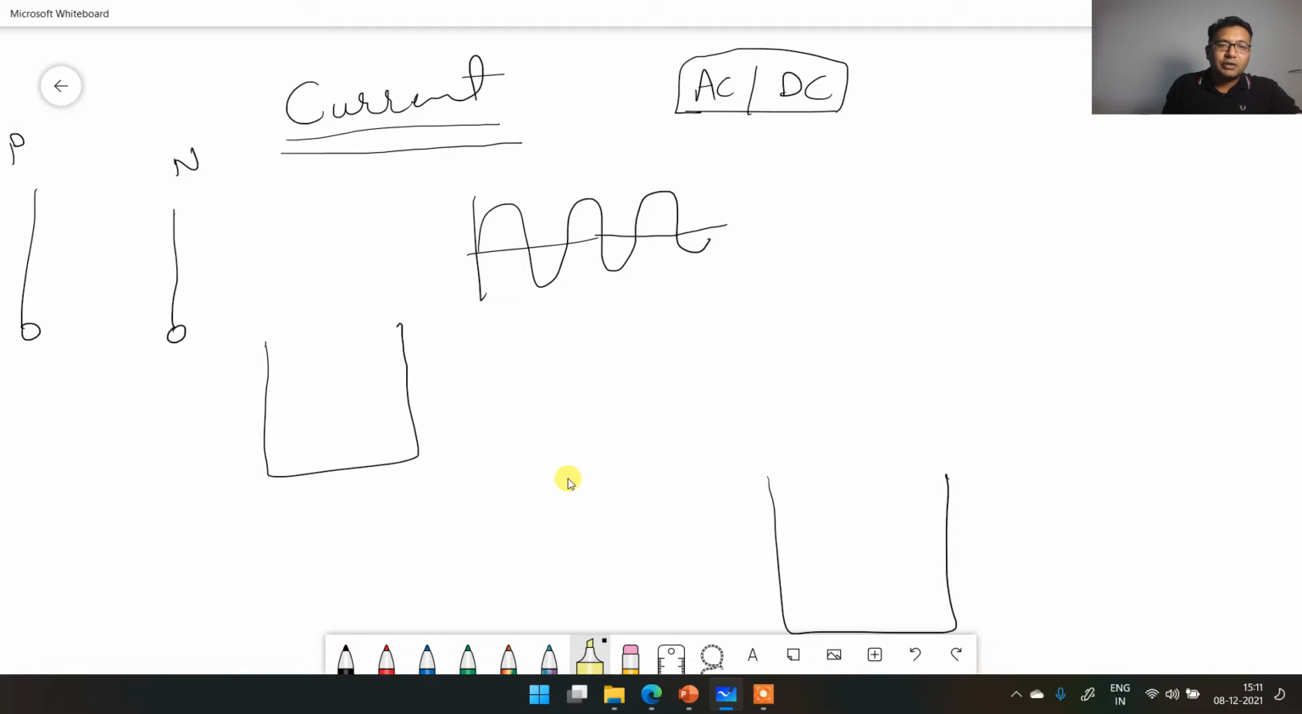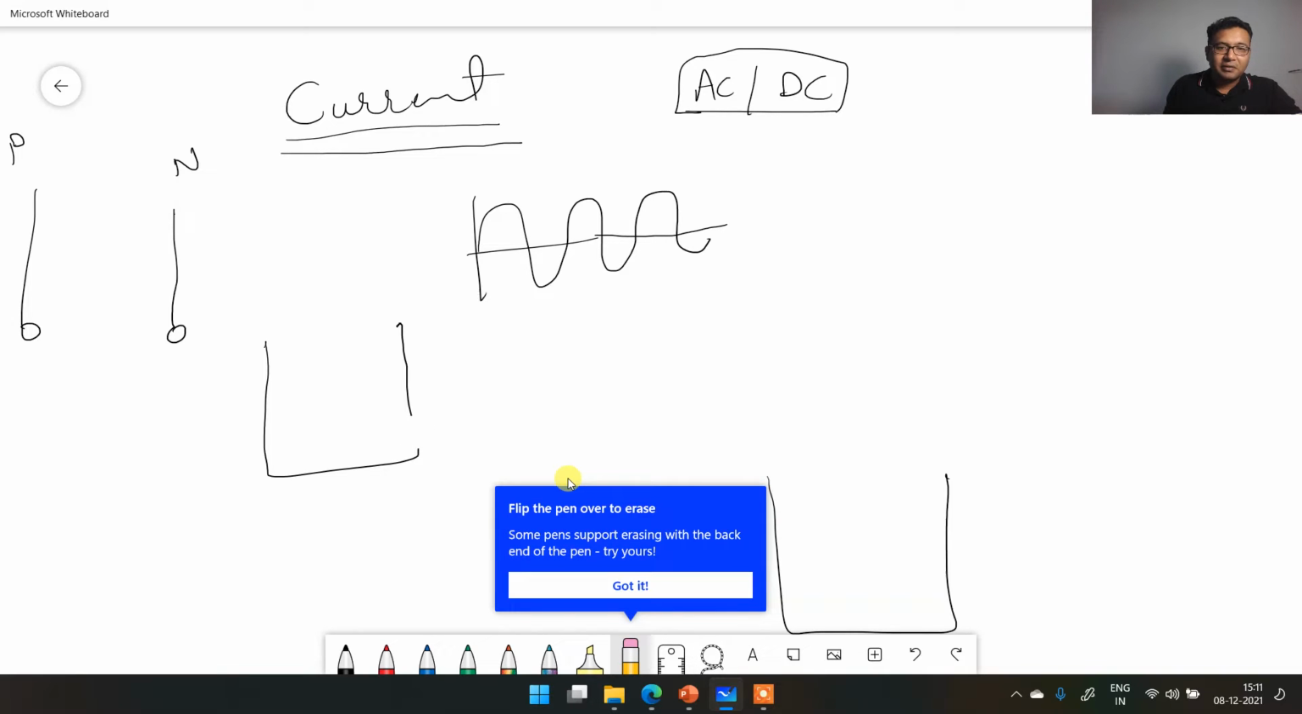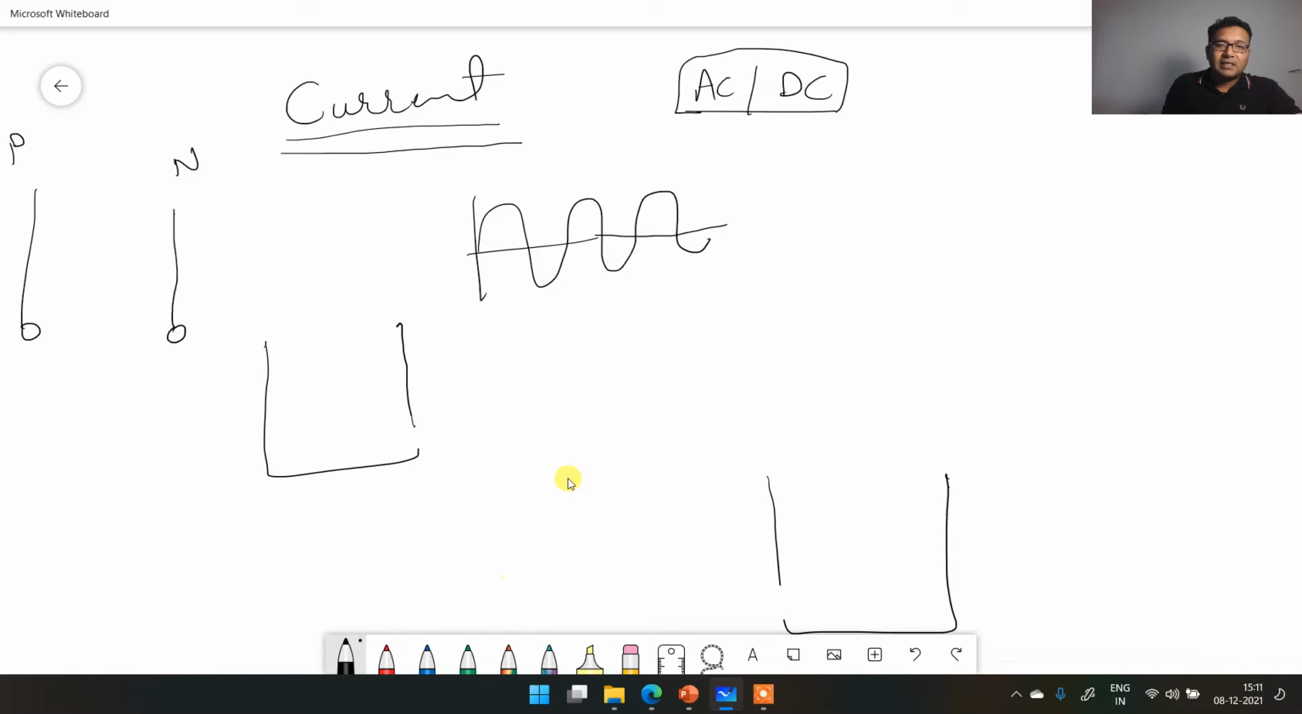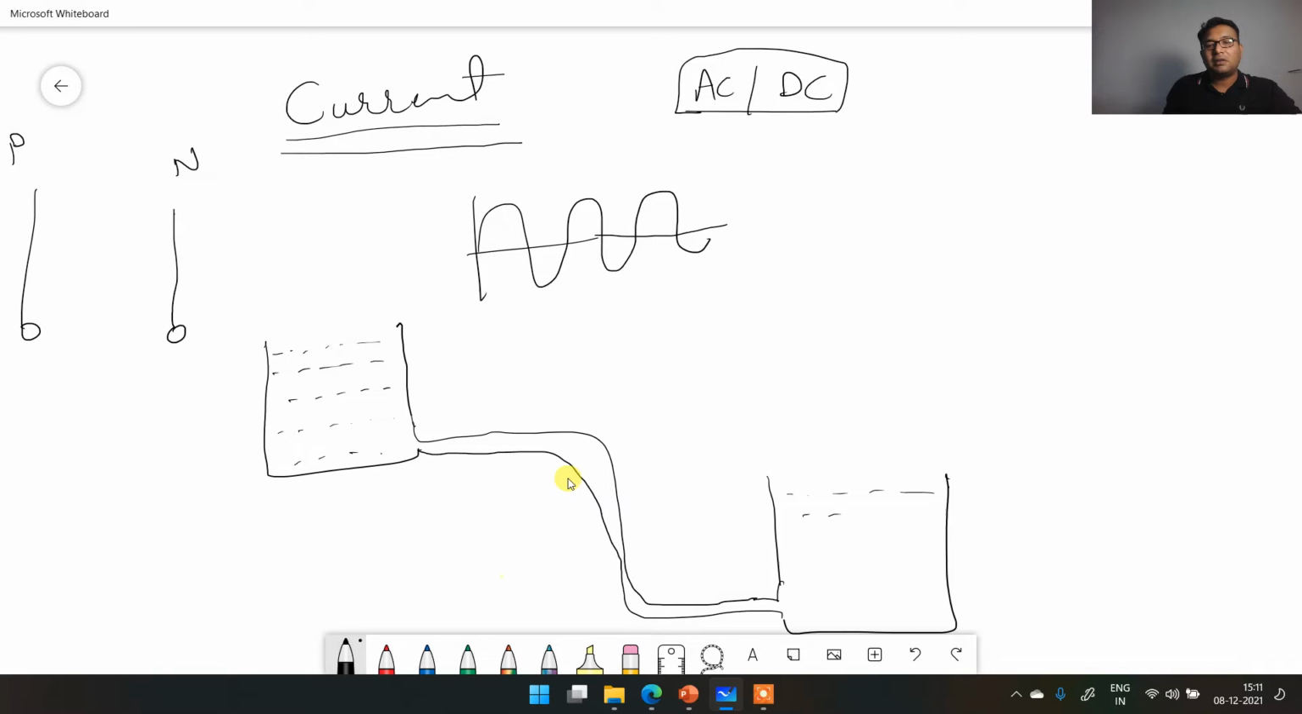The overhead tank usually is at a higher potential, and just a moment, I'm taking a highlighter instead of an eraser, and let's continue. So the overhead tank is, let's say, filled with some water, and we are going to connect that with the tank which is present on the ground. Now what will happen? Naturally, because this is at a higher height from the gravity point of view than the lower one, the water will flow from this tank towards this tank.